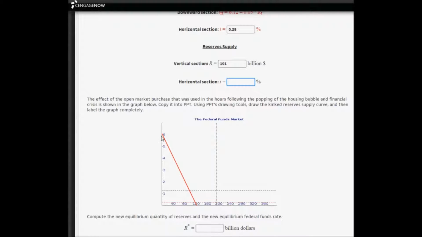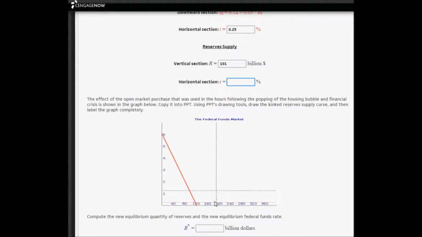Down here you see the downward portion of the demand curve. It kinks at interest on reserves. This right here is the supply curve. This kink part is the supply curve. And you see that demand crosses supply on the vertical section, which is $191 billion.